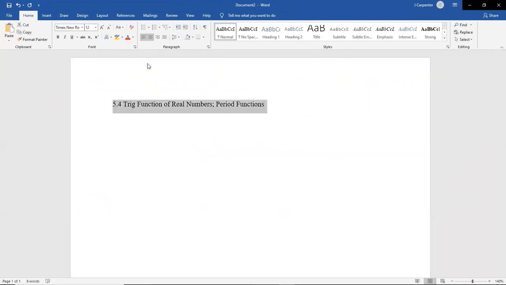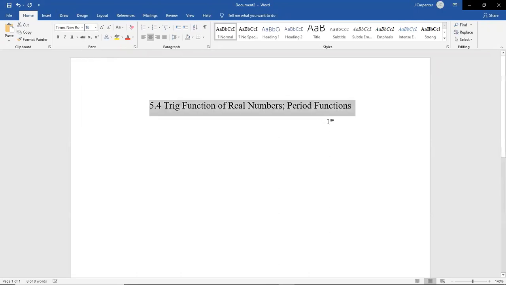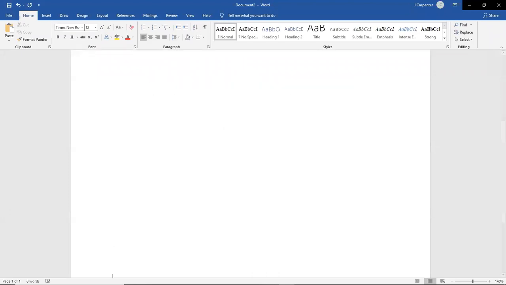It's in the center. It's a little bigger. Spacing, enter 10,000 times.